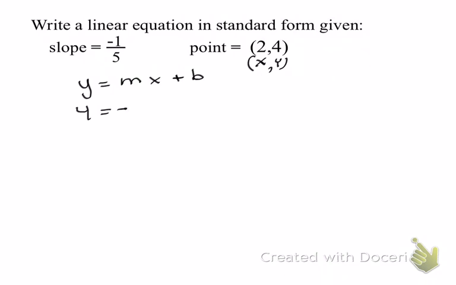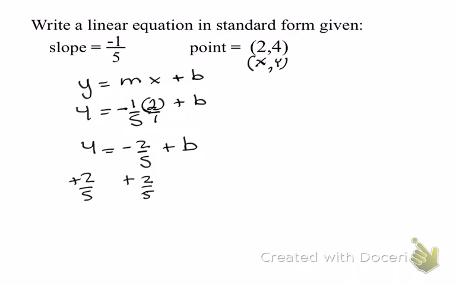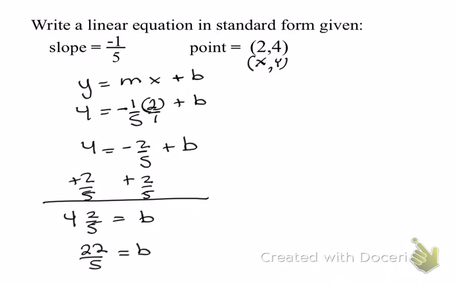4 equals, what's my m? Negative 1/5 x plus b. Oh, 2 times 2 plus b. And now we're going to solve for b. So isn't this the same thing as 4 equals negative 2/5 plus b? Get the b alone, add 2/5, add 2/5, and now we have 4 and 2/5 is equal to the b. If I convert that to an improper fraction, what does it become? 22 over 5 equals b.